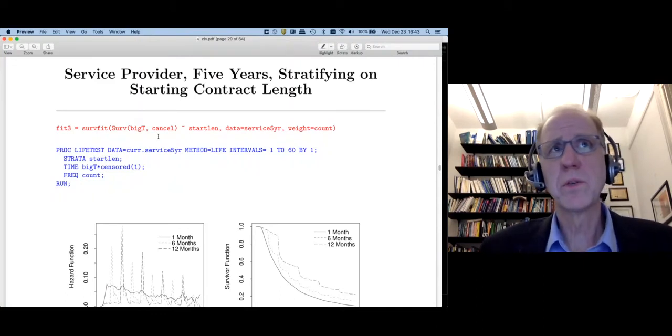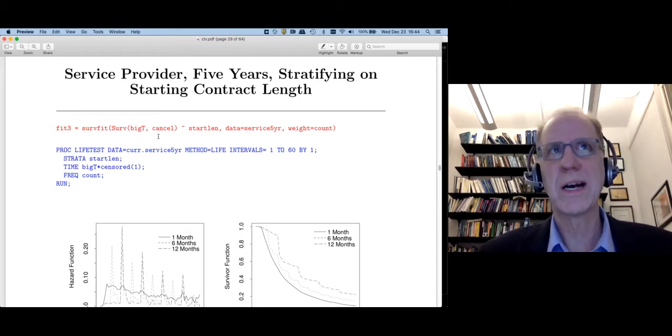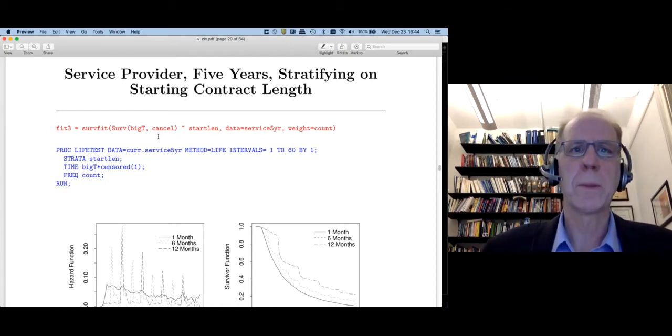Another thing that we can do is account for the fact that different customers sign up for different initial contract lengths. So think of this as a static covariate. I know this at the beginning of the life of the customer. You either sign up for 1 month, 6 month, or 12-month periods. Now maybe you change that along the way, but I'm not going to account for that. That would be a time-dependent covariate. We'll deal with that next week.